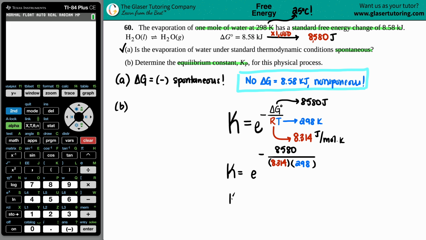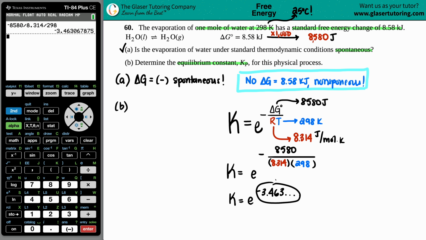So what I'm going to do is simplify this value, get this to being one number. Then I can take the e value and raise it to that. So negative 8580 divided by 8.314. And since I'm not using parentheses, and I want the 298 in the denominator, I have to press divide. So I'll divide by 298. And I have a long slew of numbers. Negative 3.463, and it keeps going on and on and on.